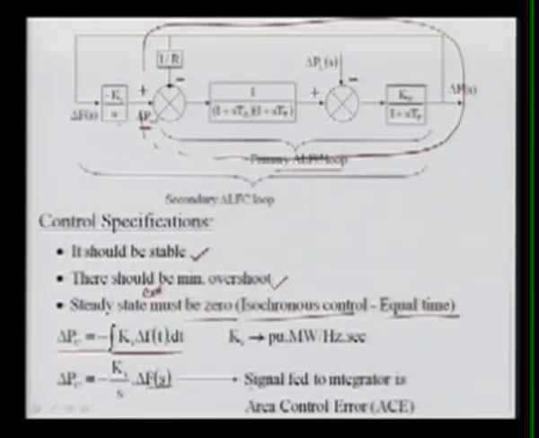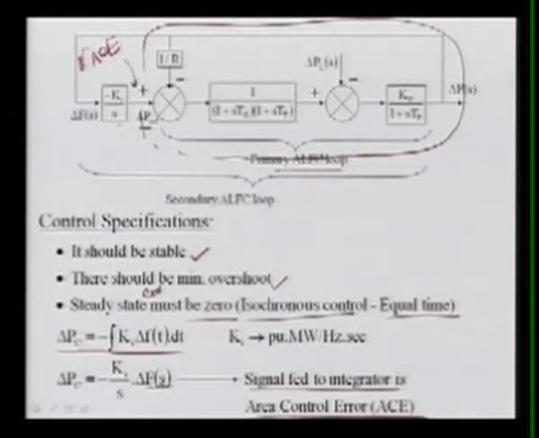So this signal fed to the integrator is called the area control error, which is the error we are sending here so that it can be minimized. The signal coming here is called your ACE, the area control error.